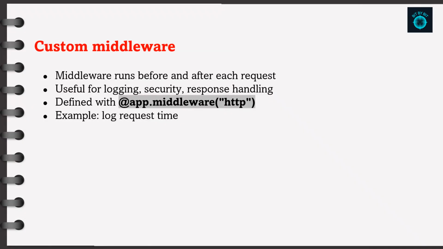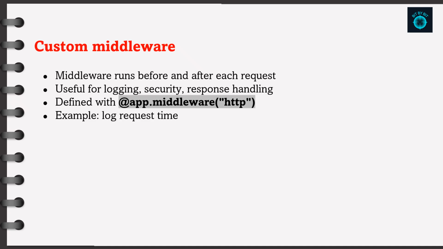Custom middleware. Middleware is code that runs automatically before and after every request. Think of it like a filter sitting between the client and your application. You can use middleware for logging requests, checking security headers, or modifying the response before it is sent back. In FastAPI, we create middleware by using a decorator called @app.middleware with the argument "http". The function must accept two arguments, request and call_next.